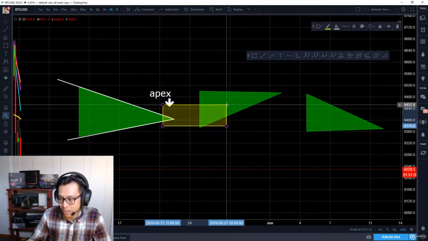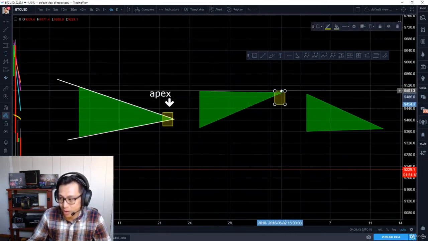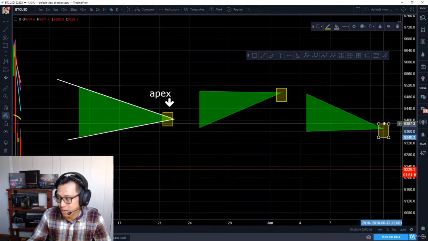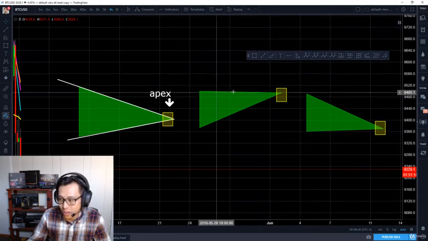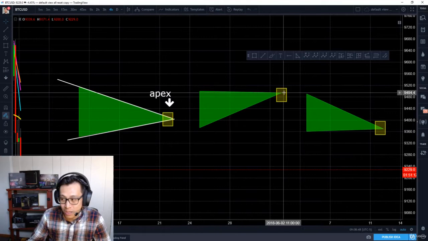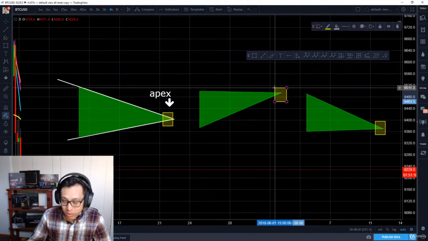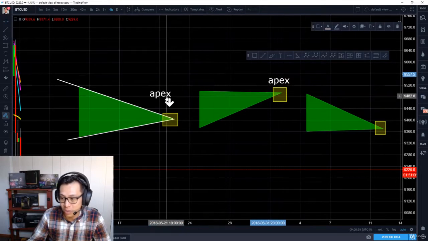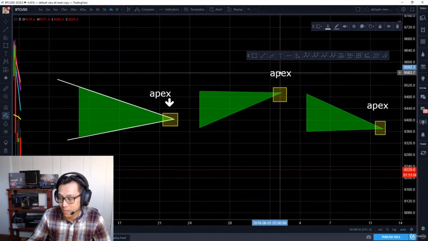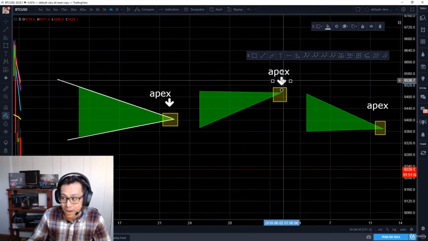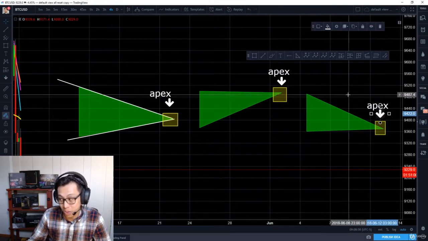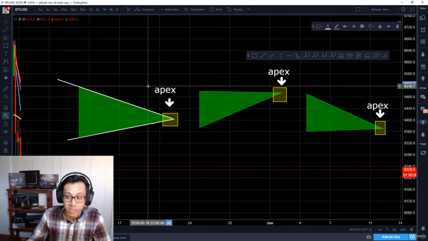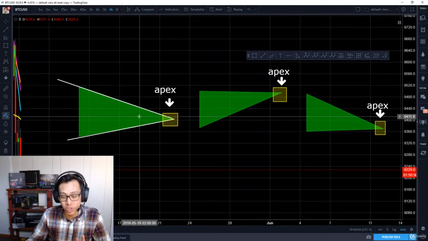This is called the apex as well, right over here, right? And this right here is called the apex as well. It is where two converging lines meet, right? They don't necessarily always get to the apex, but there's a very strong chance that it's going to get to the apex, right? So we don't bank on it getting there, but there's a strong chance that it gets there, especially for these symmetric triangles.